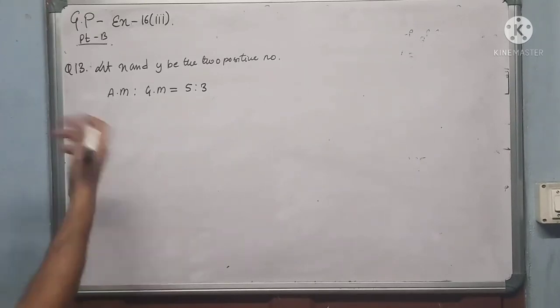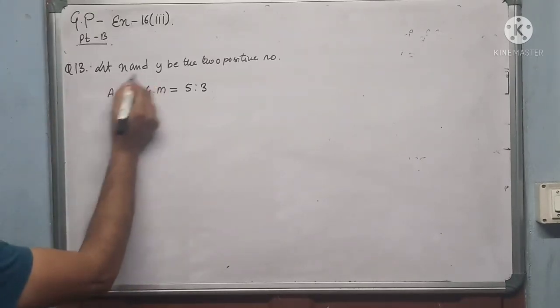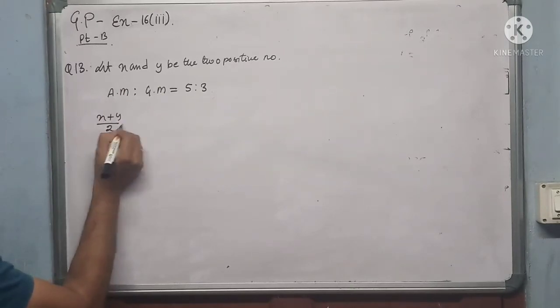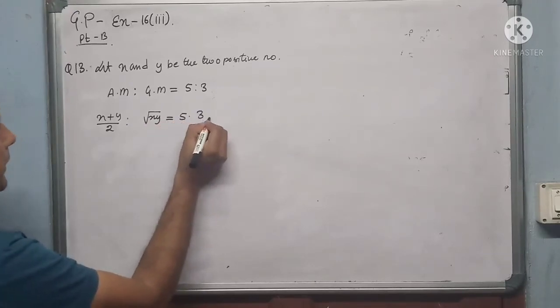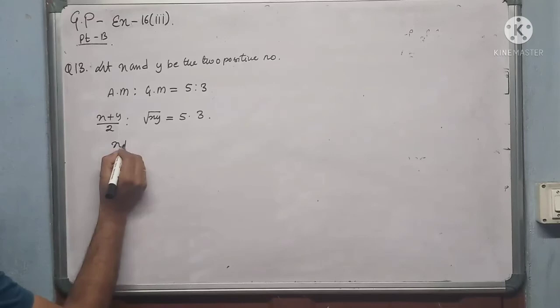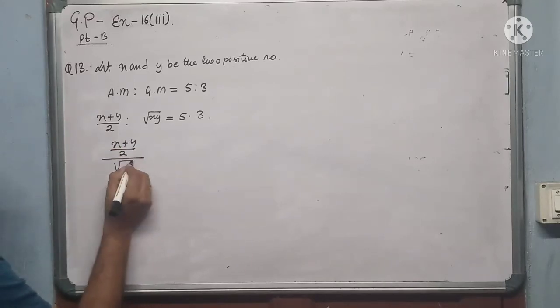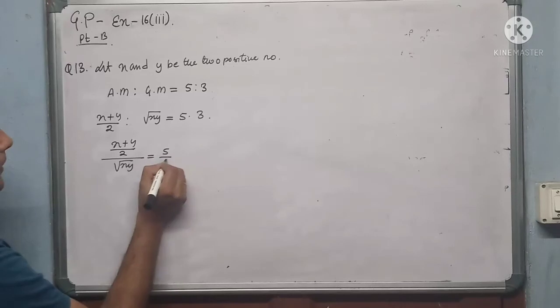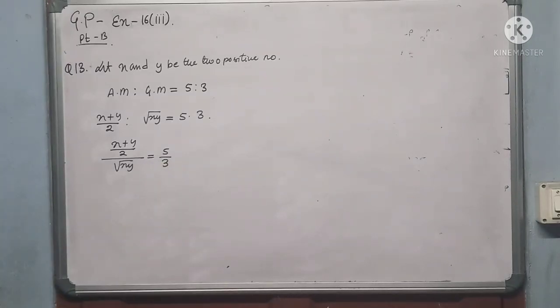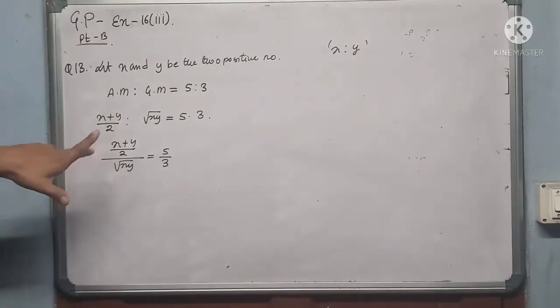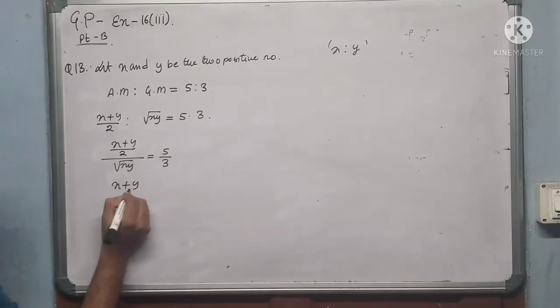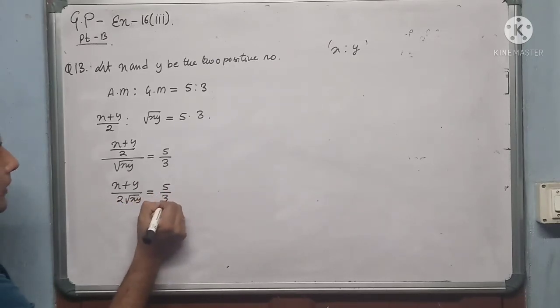We already discussed these things in the previous video. The arithmetic mean of the two numbers is (x plus y) divided by 2, and the geometric mean is given by under root xy, and their ratio is 5:3. So (x plus y) divided by 2 over under root xy is equal to 5/3. Now you have to calculate x is to y. This is related to a mixture of GP and ratio and proportion, which you read in class 10.